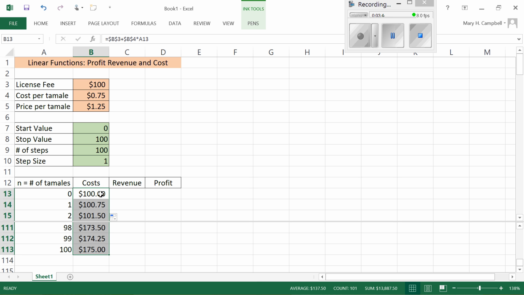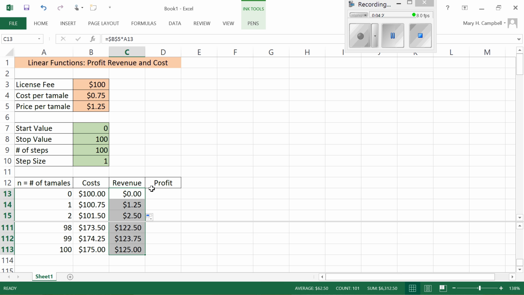So my cost for producing 0 tamales is $100. That's my license fee. My cost for producing 100 tamales will be $175. The $100 license fee plus 75 cents per tamale times 100 tamales. Okay. Now the revenue function, same sort of thing. My revenue is my price per tamale, and I want to F4 that. And multiply that times the number of tamales that I'm going to sell. Hopefully I sell all the tamales that we make. And then again, get my black plus, double click. There we go. And there's my revenue.